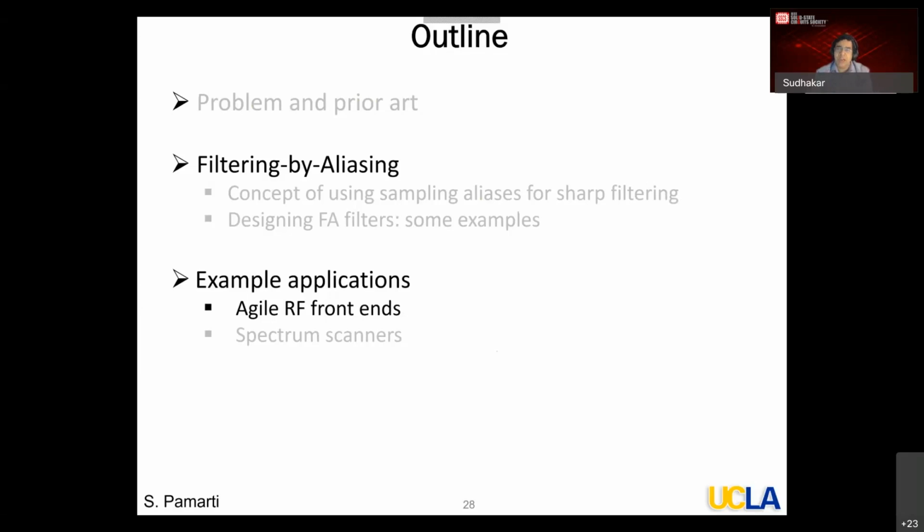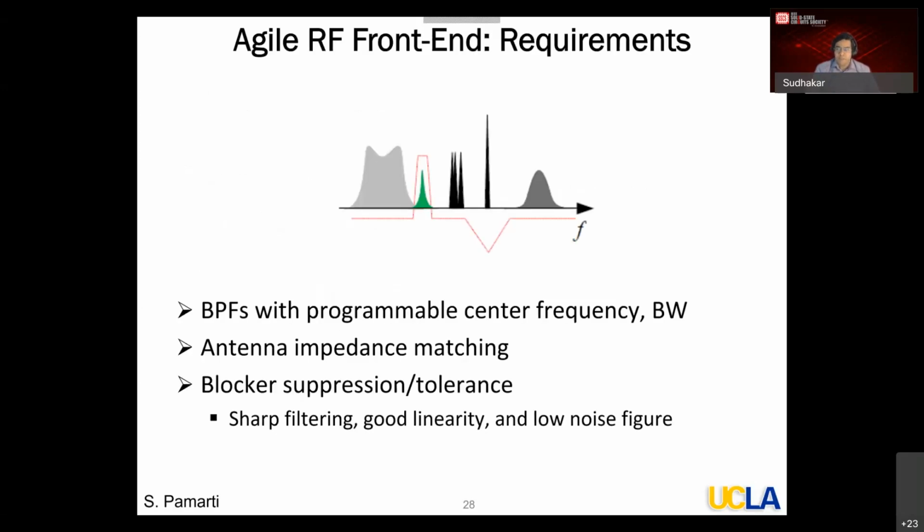Anyway, let me illustrate an application for a more realistic setting. So let me focus on the agile RF front ends. I'll just touch upon the spectrum scanners towards them. Now for an RF front end, what do we need? You need bandpass filters with programmable center frequency and programmable bandwidth. But that's not enough. You want to match to the antenna. You want antenna impedance matching constraints. You want to suppress the blockers, or you want to tolerate them. That means you want really sharp filtering. You want good linearity, and you want low noise figure.